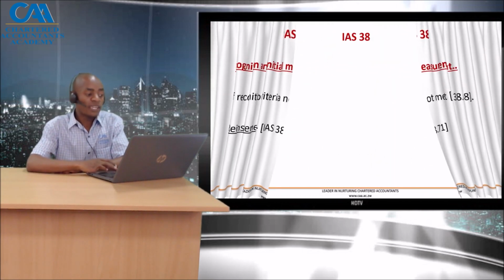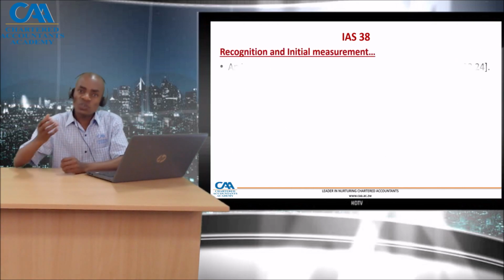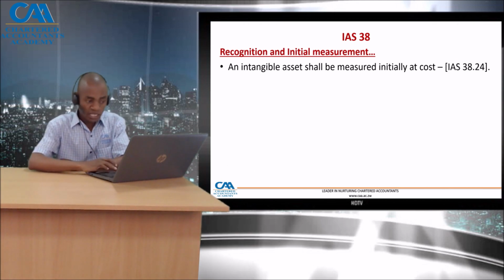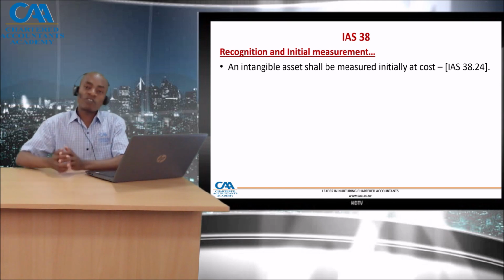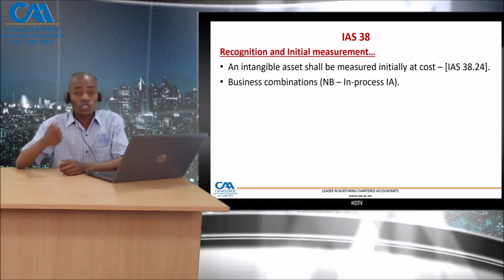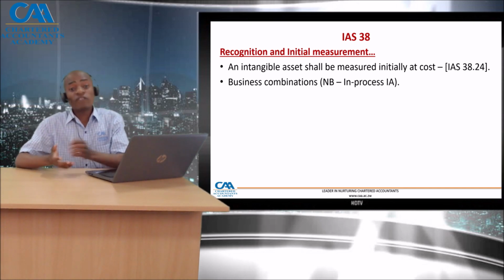Then moving on to the next slide, we are now looking at initial measurement. At what cost is the entity supposed to recognize the intangible assets in its books? In as far as paragraph 24 is concerned, it says the intangible asset is initially recognized at cost. Then we have a situation where we might have different amounts.